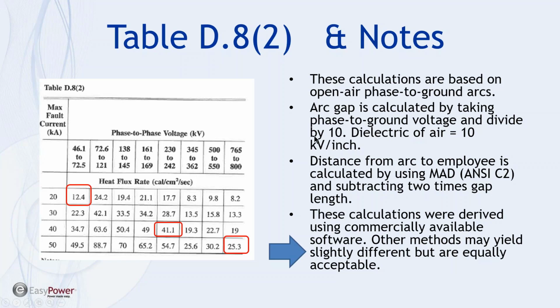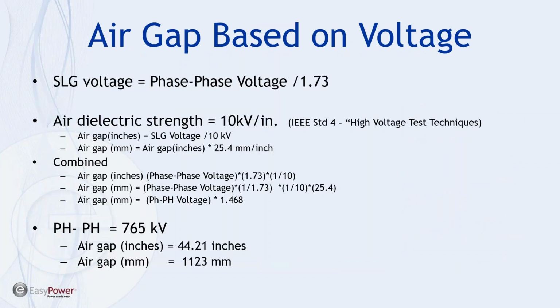So at the higher voltages, arcs, once they're established, can be relatively stable, and it's commonly known that the dielectric strength of the air is going to be 10 kilovolts per inch. And likewise, the working distance recommended by these tables is based upon the minimum approach distance that can be retrieved from ANSI C2, and then subtracting 2 times the gap length. And where I'm going to go with this is that you can use these default values, or the working distance is going to be something that you have control over.